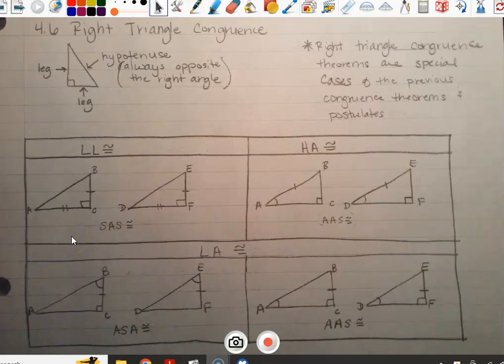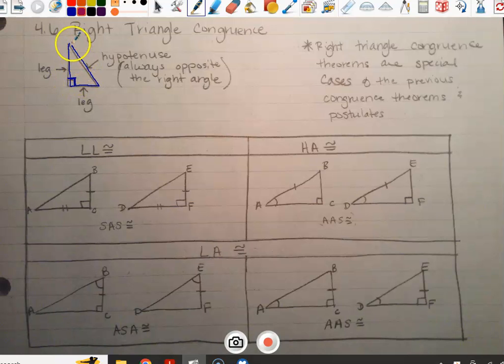All right, today for geometry, we have section 4.6, right triangle congruence. Okay, so with that, we want to review a right triangle. So we have our right triangle here. We know that this is the right angle down there. And then we have two important things to know about it other than that.